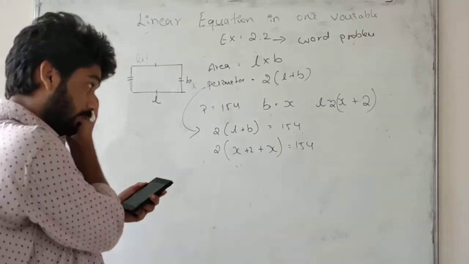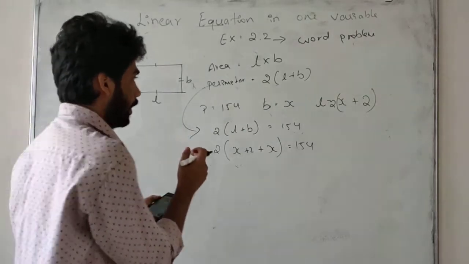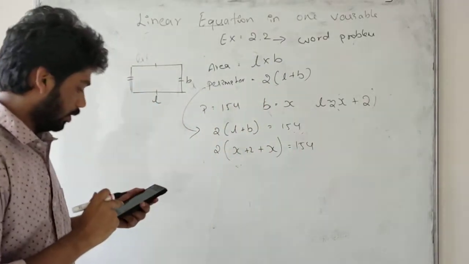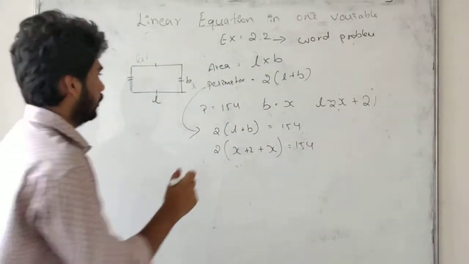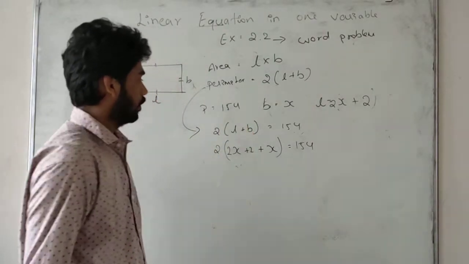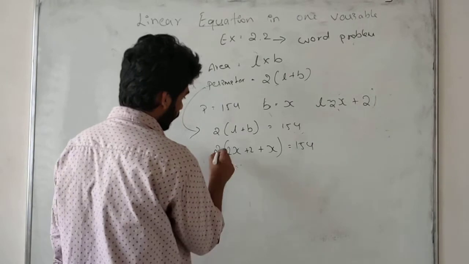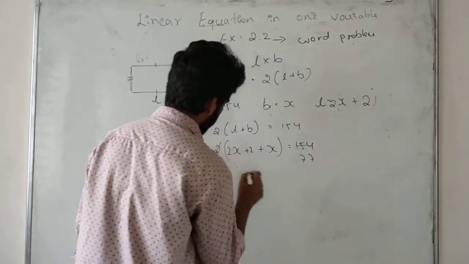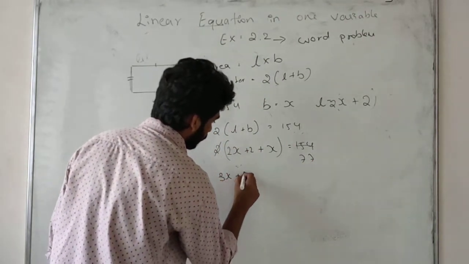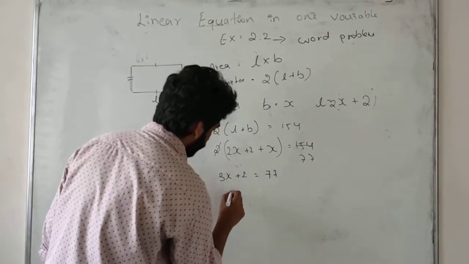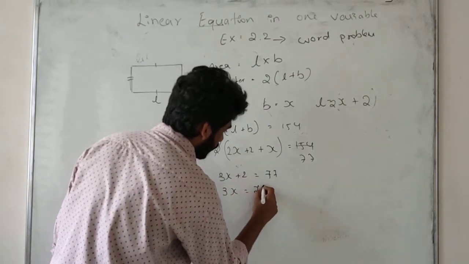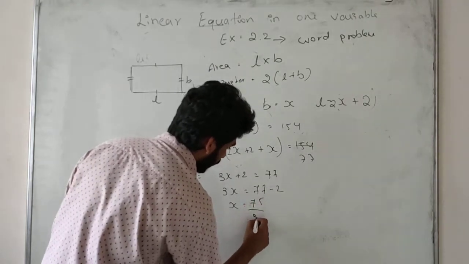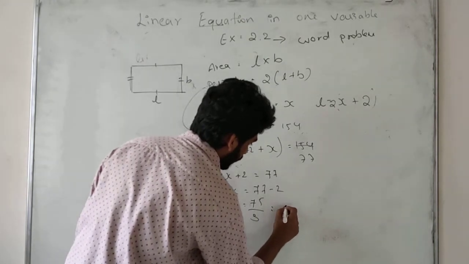Okay. Now twice its breadth. Now we can cancel it. 2 ones are 2, 2 sevens are 14, so 77 on the right side. Here we will get 3x plus 2 is equal to 77. So 3x is equal to 77 minus 2. So x is equal to 75 by 3. So we will get it as 25.